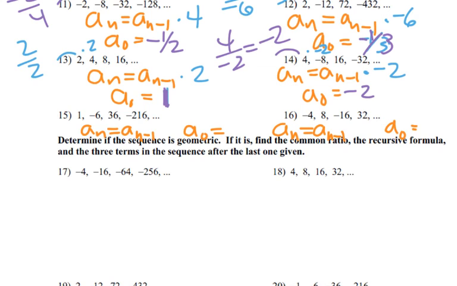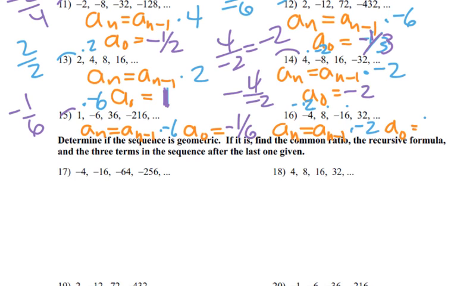Number 15, 1 to negative 6 to 36, times them by a negative 6. Going backwards would be negative 1/6 because I'm dividing by a negative 6. Okay, 16, 4 to 8 to 16, timesing by a negative 2 again. Oops. And then we would get, going backwards, negative 4 divided by negative 2 be a positive 2.